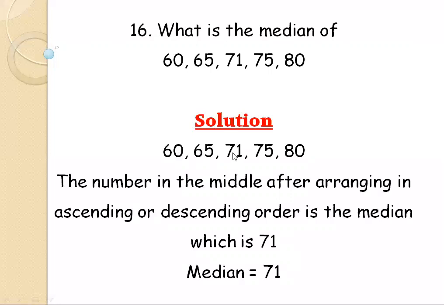But in a situation where you have 2 numbers as the middle number, all you need to do is to add the 2 numbers and then you divide by 2. But in this case, the middle number is just 71, and that is the median. Do we understand that? 71 is the median because it's the number in the middle. Do we get that? Beautiful.